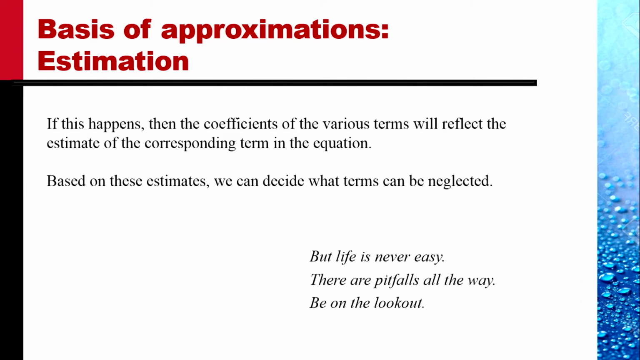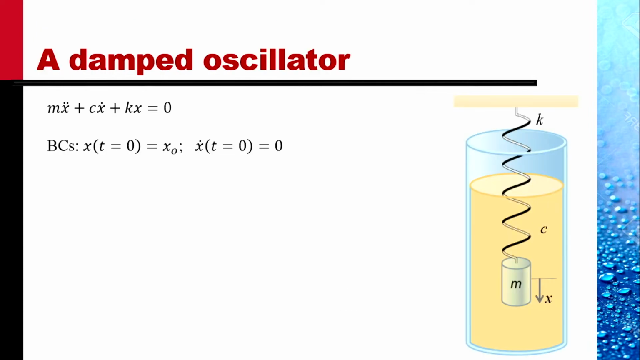But life is never easy. There are pitfalls on the way. Be on the lookout. We had seen one pitfall when we discussed the large Reynolds number flows. We start with a simple example of a damped oscillator. The equation for a damped oscillator is this.